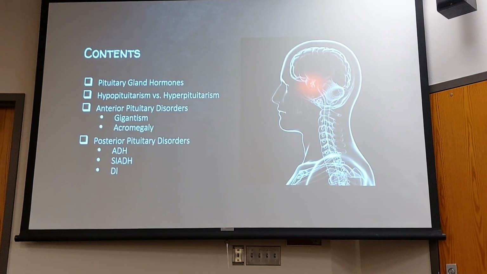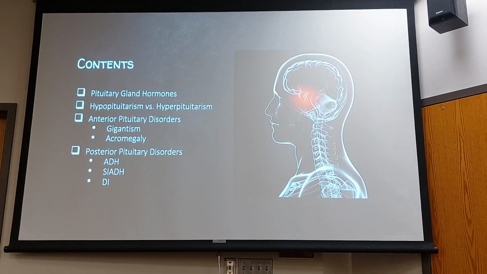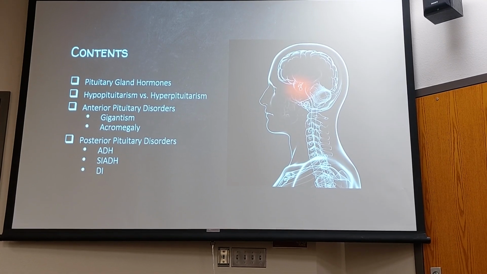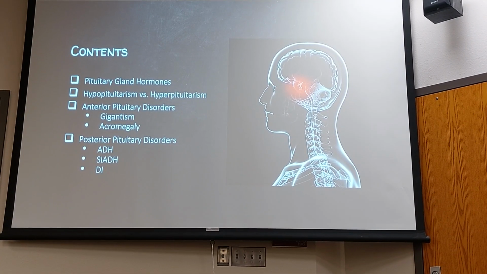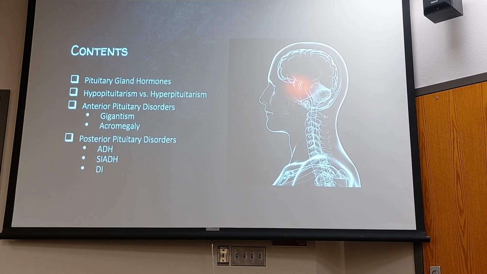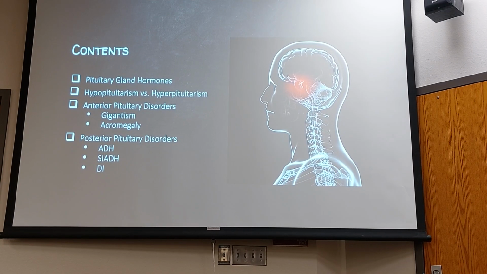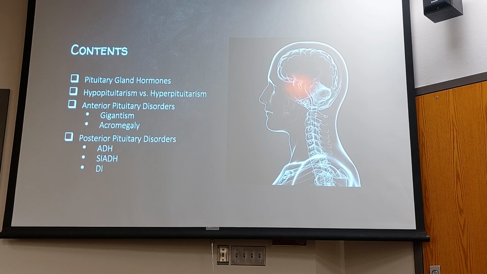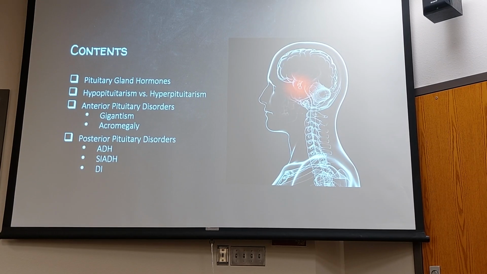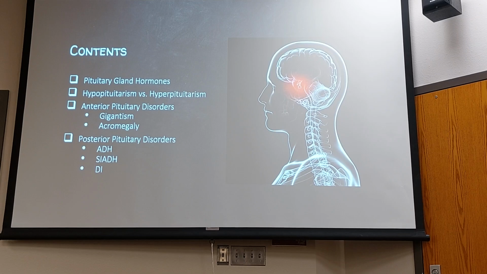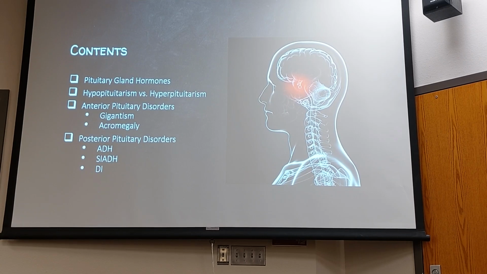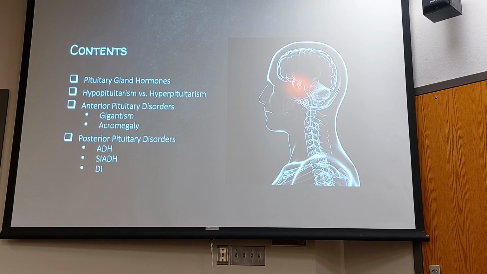The pituitary has an anterior and a posterior portion, and so some of the disorders are going to be reflective of a problem in the anterior section, in particular gigantism and acromegaly. That has to do with growth hormone. There are many hormones that come out of that anterior portion, but we're going to focus mostly on growth hormone. And then we'll talk about the posterior pituitary disorders, in particular the disorders that stem from ADH, problems with antidiuretic hormone secretion. So we've got the syndrome of inappropriate antidiuretic hormone and diabetes insipidus.